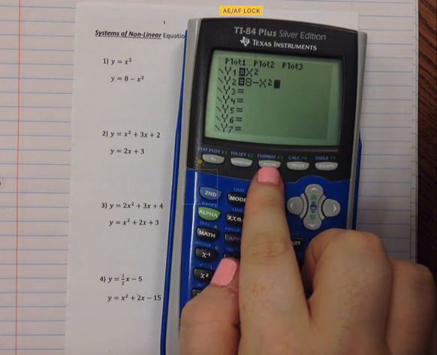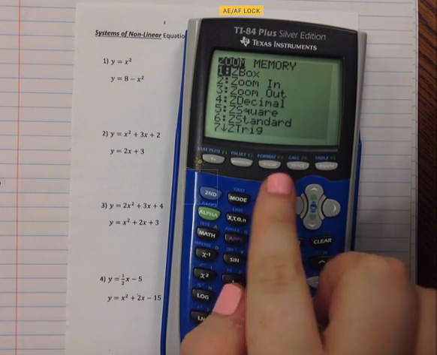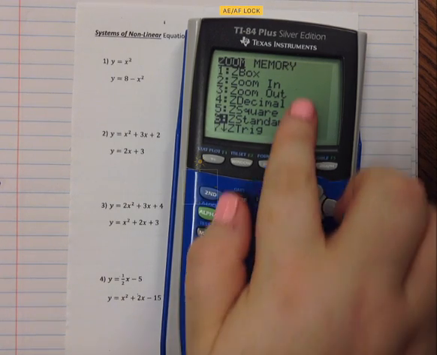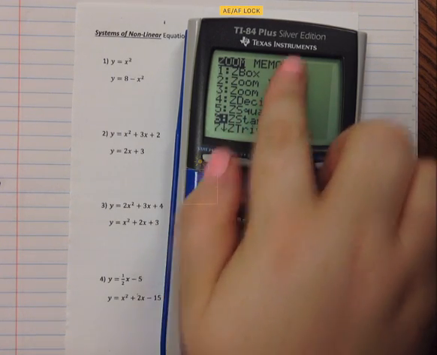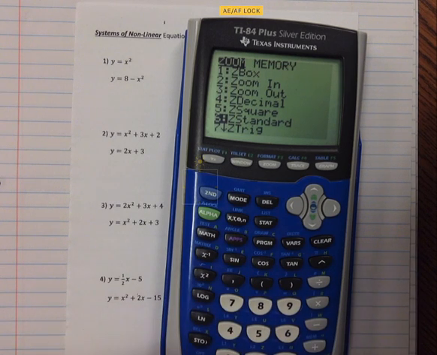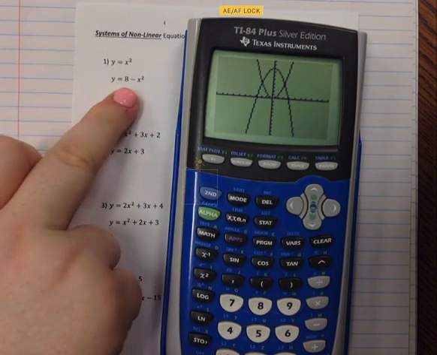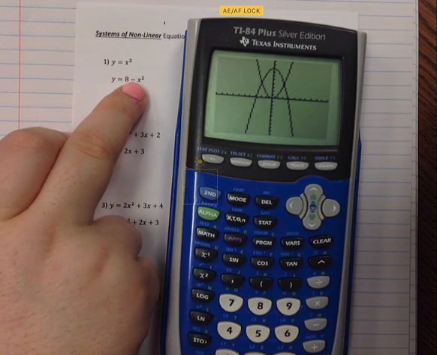Before I press graph, I'm actually going to press zoom 6. Zoom 6 is that standard window. It'll be right 10, left 10, down 10, and up 10, and then we can change that from there. But I want to look at a standard window first, and then I can zoom out if needed. I'll press zoom 6. There's the first parabola. There's the second parabola. And this was a minus x squared, so it is going down.